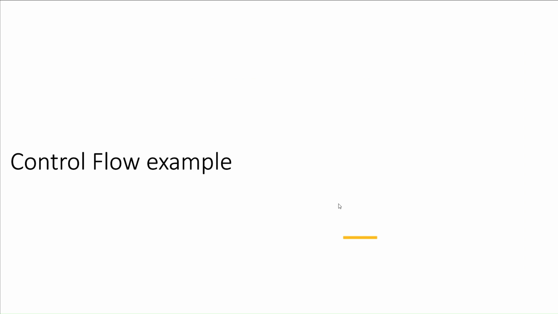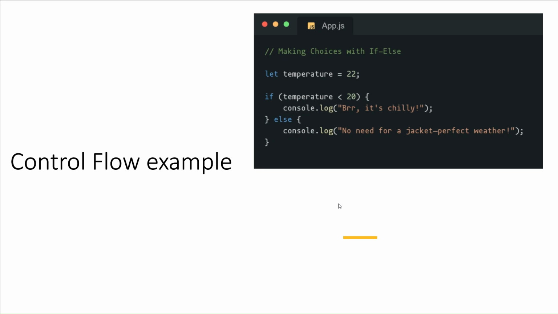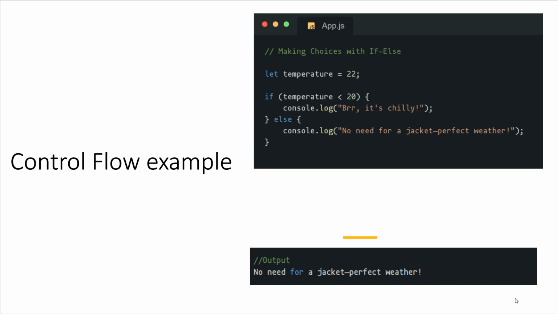First up, we are making choices in our code using if-else statements. It's like telling your code, hey, if the temperature is less than 20, say brr, it's chilly. If it is not, say perfect weather. In the output, the temperature is 22, which is not less than 20. Therefore, the else block will be executed, and the message, no need for a jacket, perfect weather will be logged.